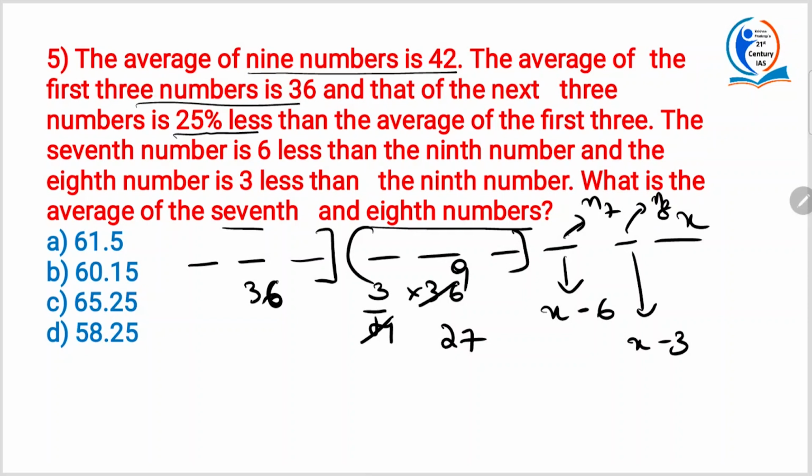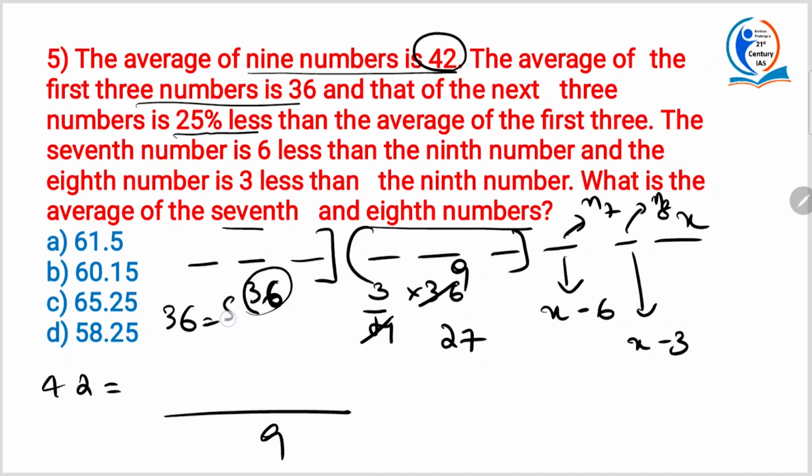Alright, now already the average of given numbers is what? 42, which means 42 is equal to sum of all these 9 numbers by 9. Now what is the sum of all these numbers? See, the average of 3 numbers is 36. Then what is the sum of these 3 numbers? 36 into 3. Okay, so 36 into 3 plus 27 into 3.